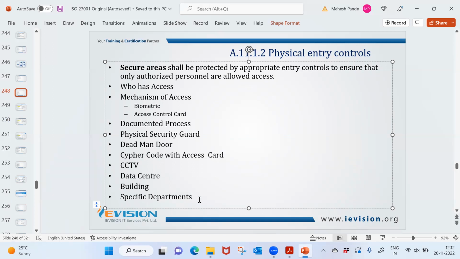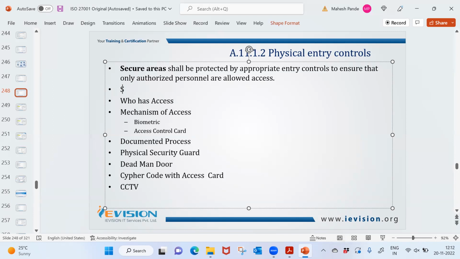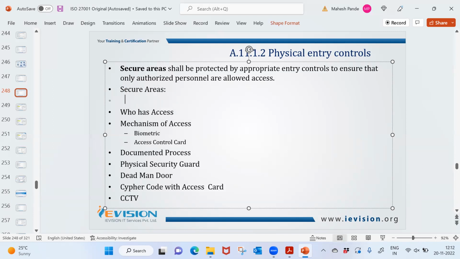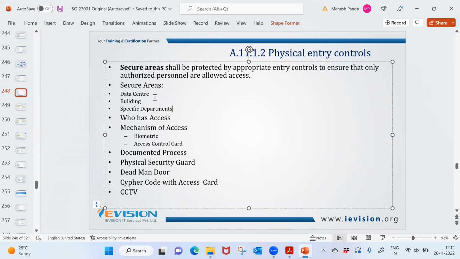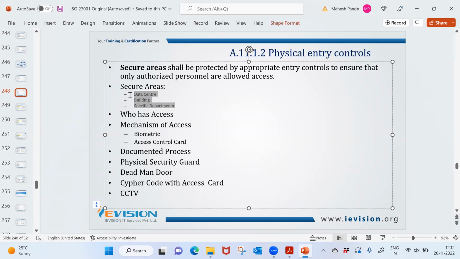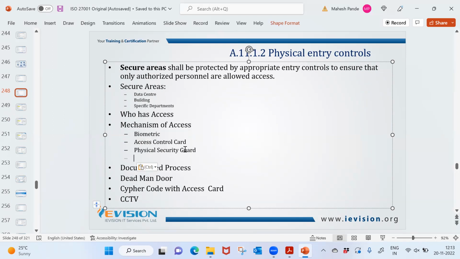Now, this is what we call the first step. We will have a secure area definition. Is that okay? We have defined secure areas. Now, you have defined this. They shall be protected with appropriate entry controls. We said entry controls like biometric, access card and all. You have a physical security guard as well over there. Entry control.